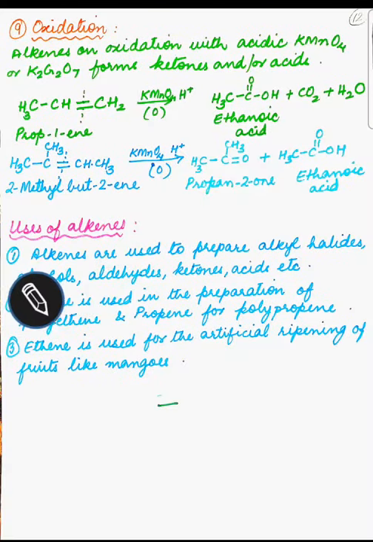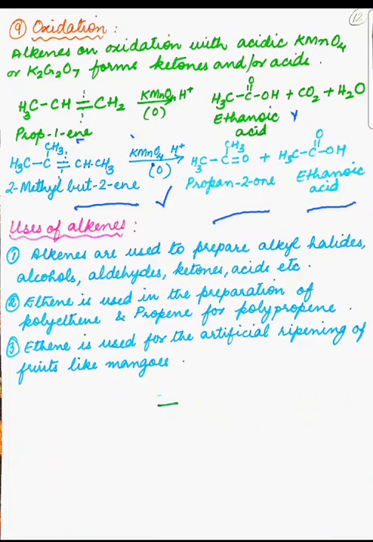Now next reaction is oxidation. Alkenes on oxidation with acidic KMnO4 or potassium dichromate form ketones or acids. Let us see the example. Propene forms ethanoic acid, and 2-methyl-butene on oxidation forms propan-2-one and ethanoic acid. Now this is all about the reactions and chemical properties of alkenes.